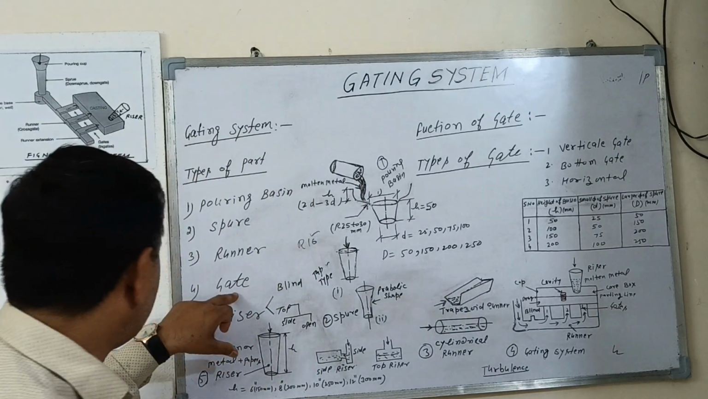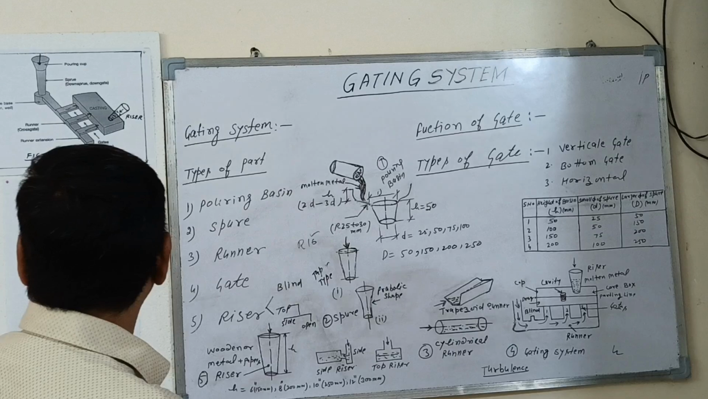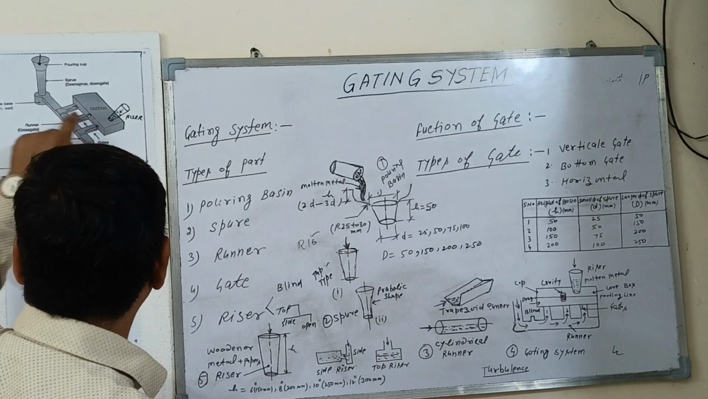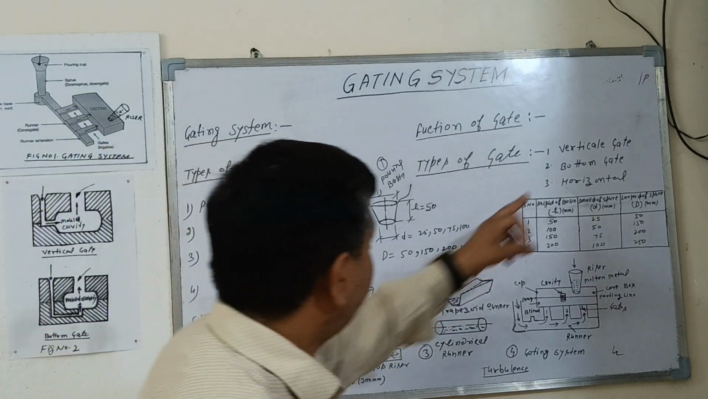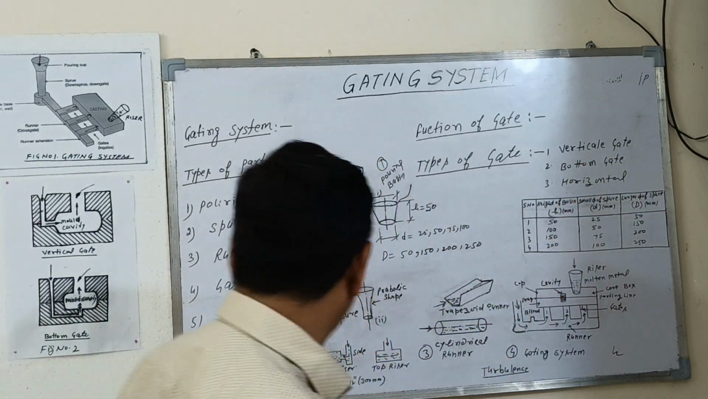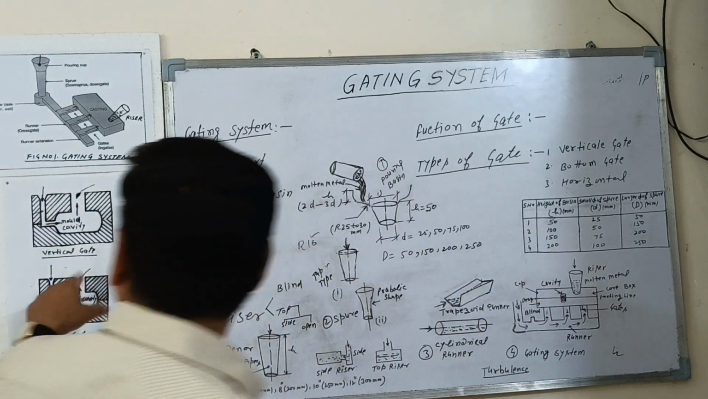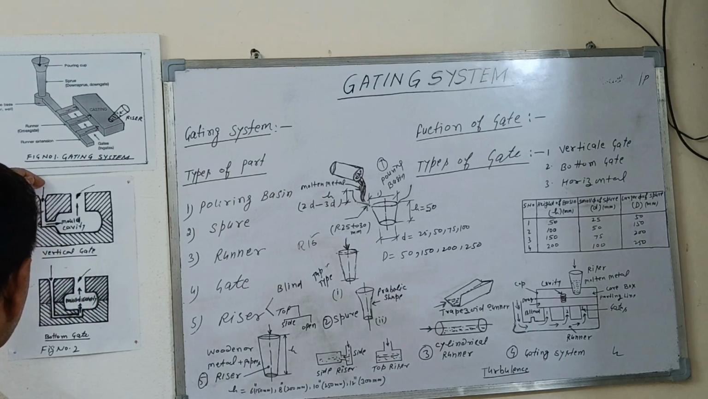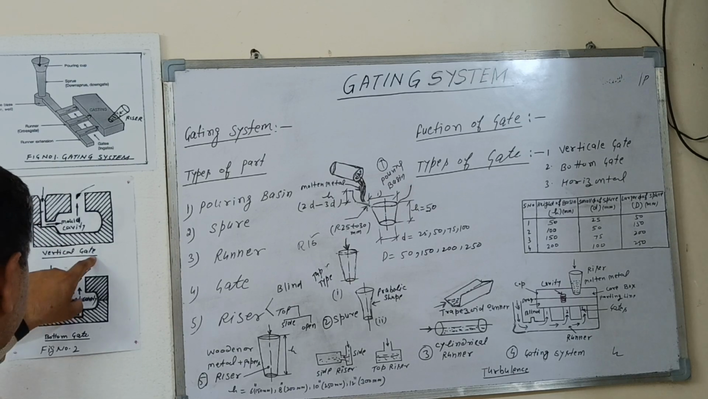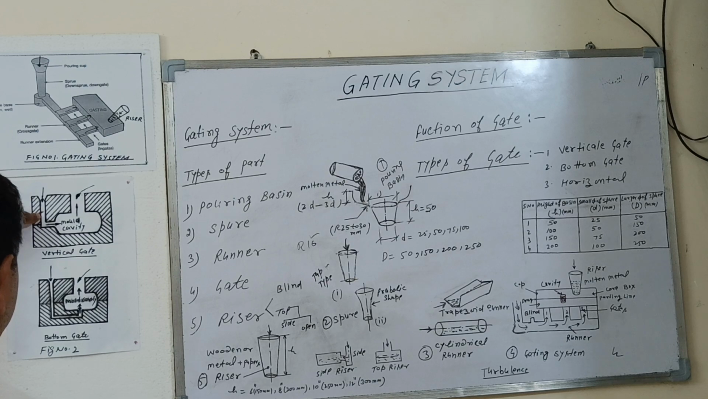The fourth number is the gate. Different types of gates are used to fill up the cavity with molten metal: the vertical gate, bottom gate and horizontal gate. You can see the figure. This is a vertical gate. The molten metal is poured into this cavity with atmospheric pressure. In a vertical gate there will be more chance that, with the high velocity, the area will be an aspirating area.